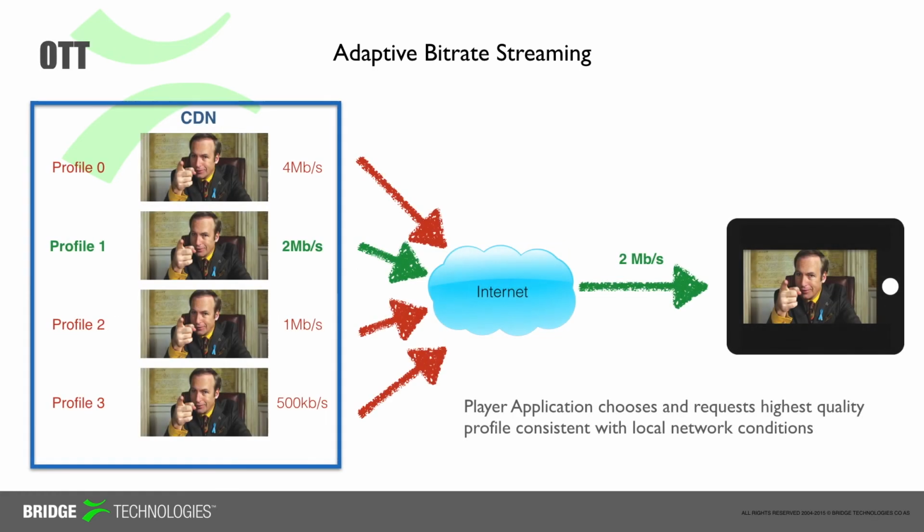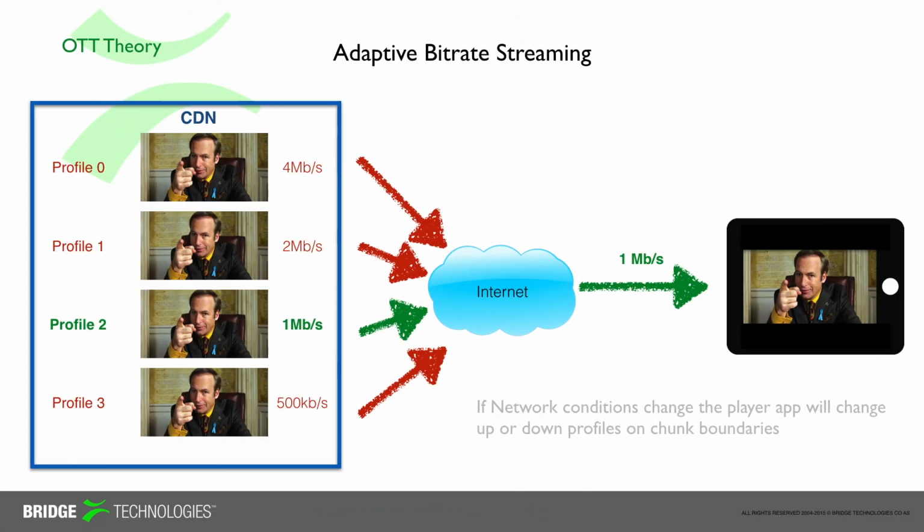If we look at the CDN, we can see here that we've got 4 profiles. Remember, profile 0 is always the highest quality profile, and here it's 4 megabits per second. Currently, my tablet is looking at the 2 megabit profile 1 because it will always try to get the highest quality profile that the network conditions allow. And this will continue playing for as long as network conditions prevail. Now, if the network conditions deteriorate, then the display device will drop down a profile to profile 2.